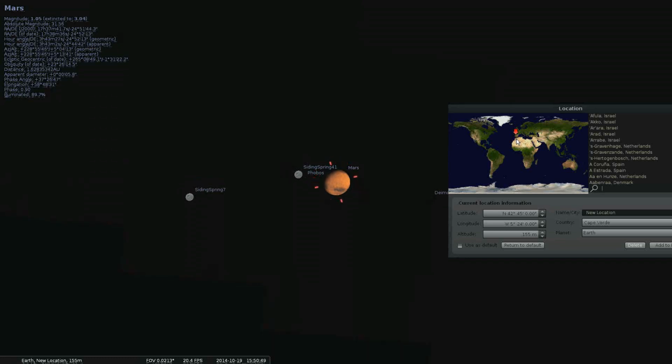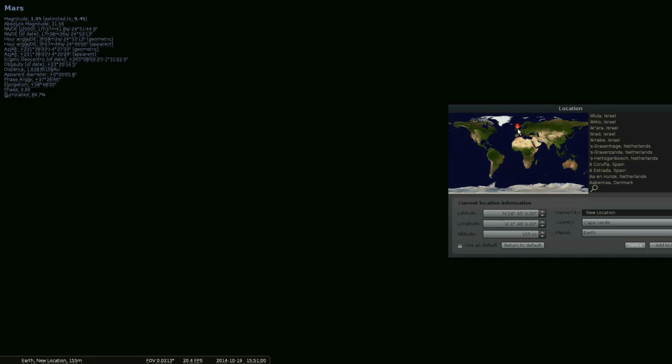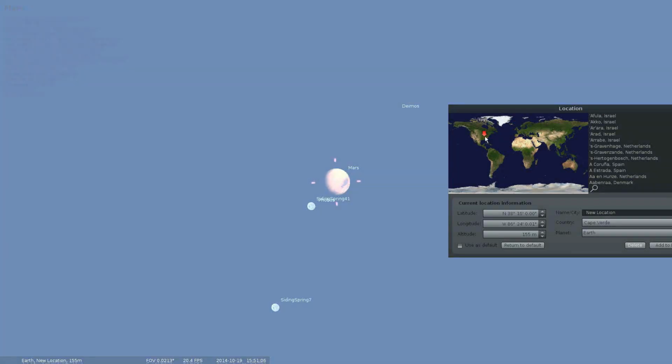But, okay, you can see Mars is about 5 degrees high from Spain. Unfortunately, England and the United Kingdom in general is basically shut out. Mars is below the horizon. For us here in the States, Mars is in broad daylight.